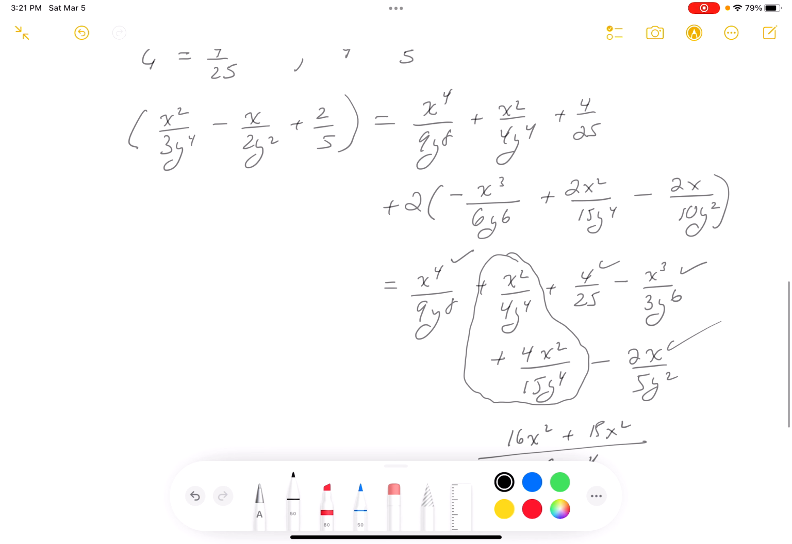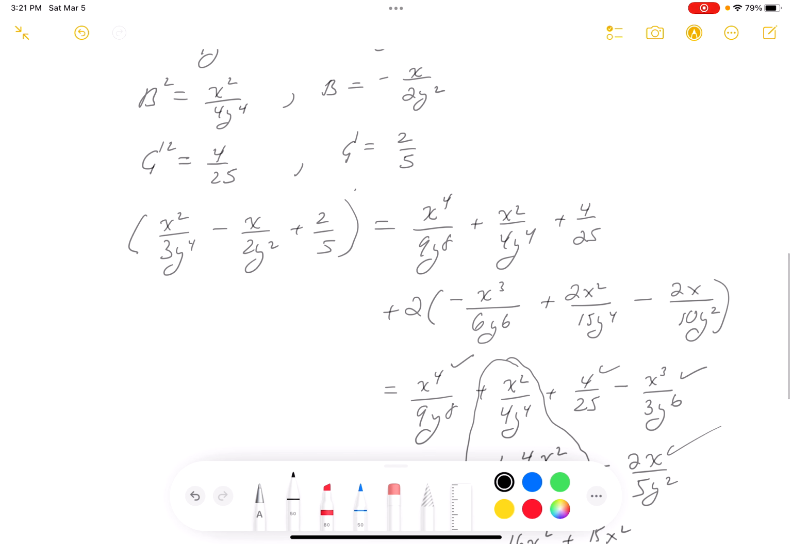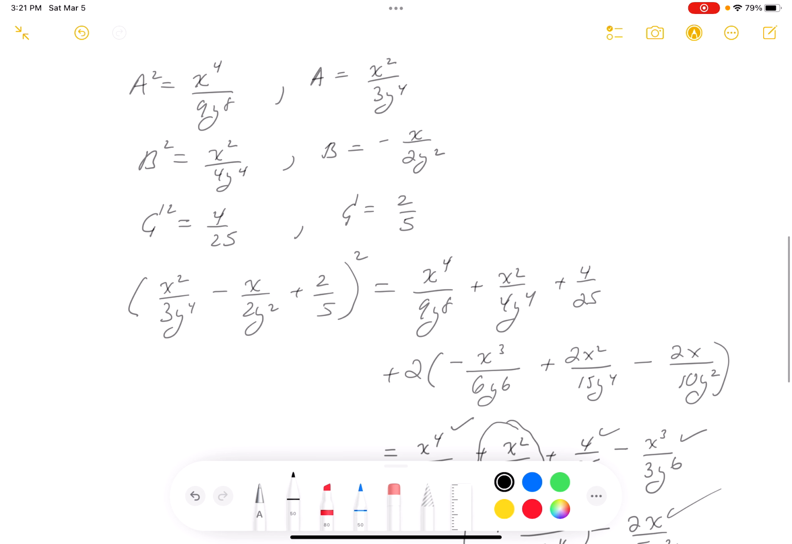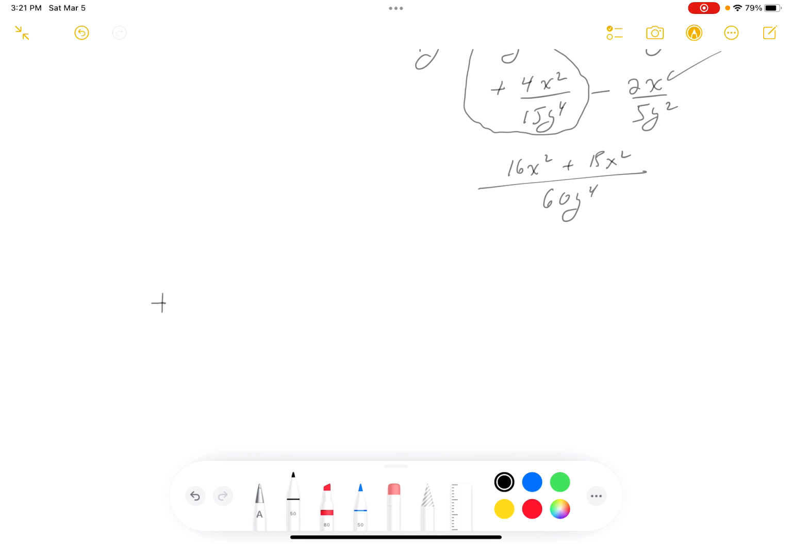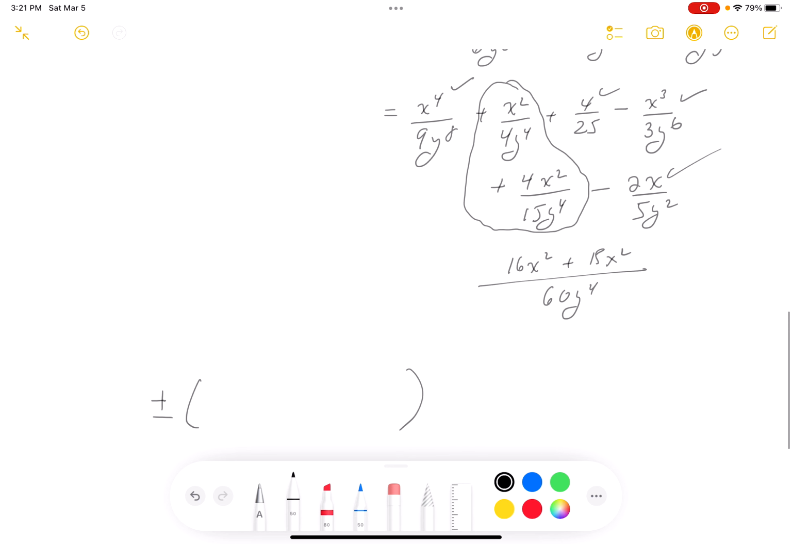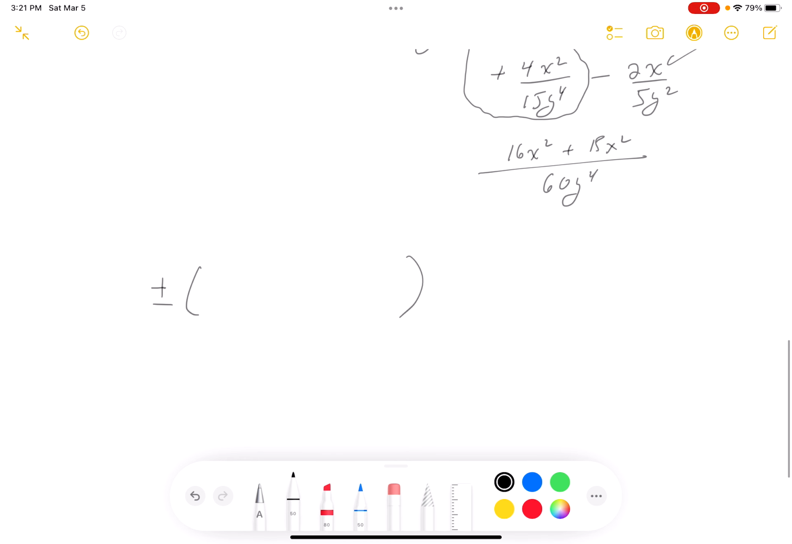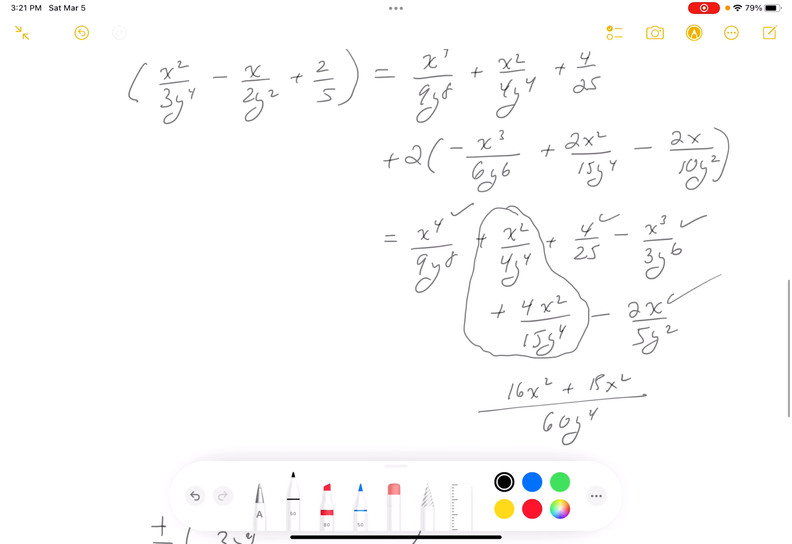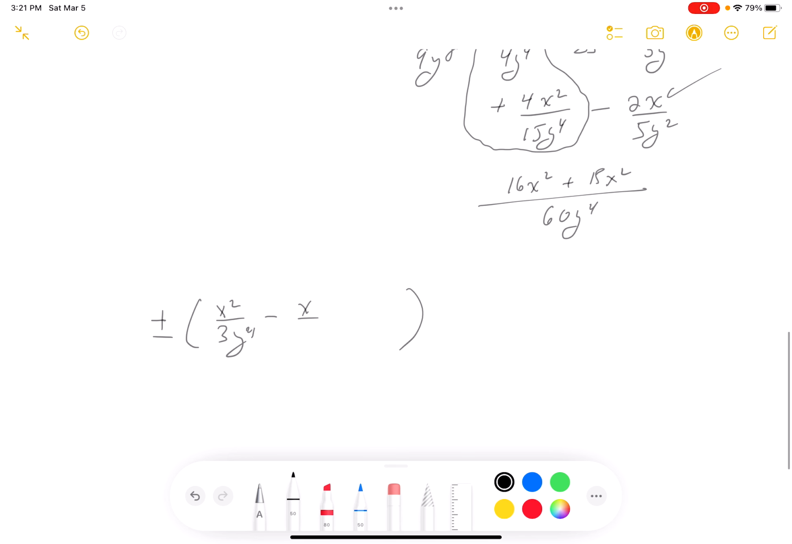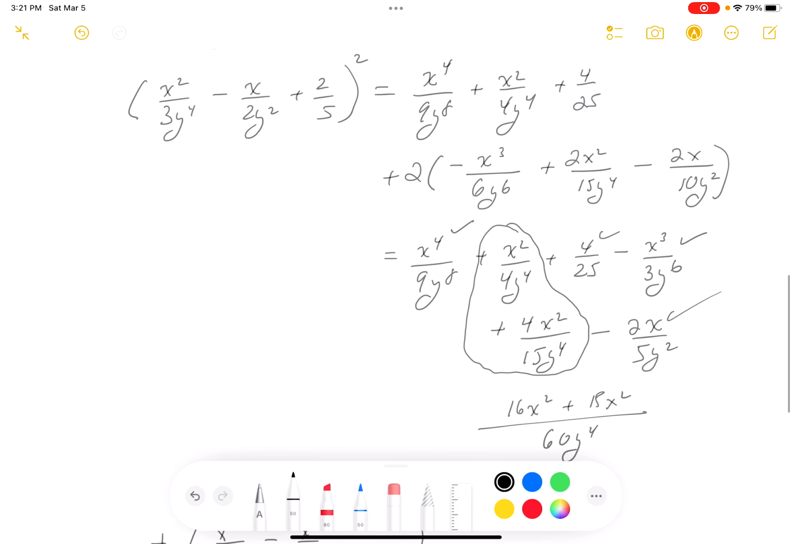So now I know it. And what do I know? Oh, I'm sorry, I forgot to put the square there. I know the square root of it. And let's write this down. So this whole thing, the square root is plus or minus, we'll check the key later, by the way, x squared over 3y^4, I gotta be careful, minus x over 2y squared, and then plus 2 fifths.